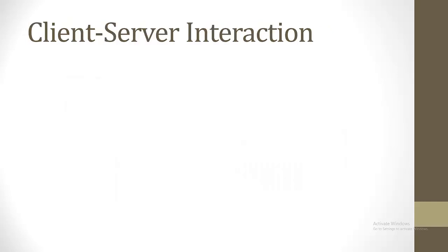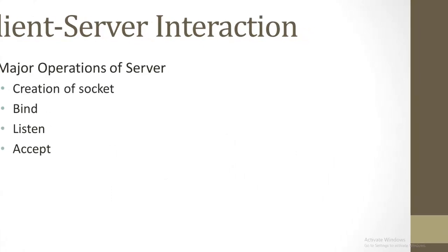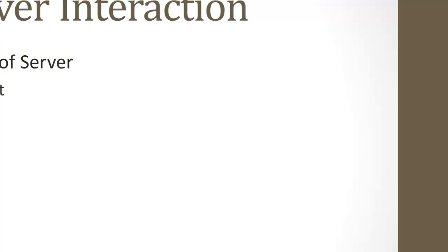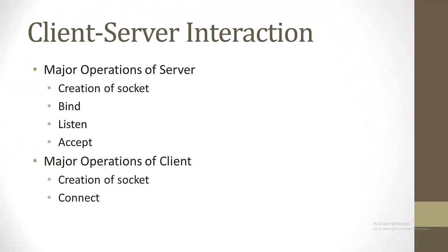So to start with the client and server interaction, major operations of server, as I have shown in the diagram before, we have around 4 functions, that is creation of socket, how to bind, and how to listen, and how to accept. These are the 4 major operations done by the server. And what are the major operations done by the client? Only 2 major operations, that is creation of socket and connect. Since these are the major operations, the other operations are like send and receive, which is universal among client and server. But these alone are separated among the client and server.